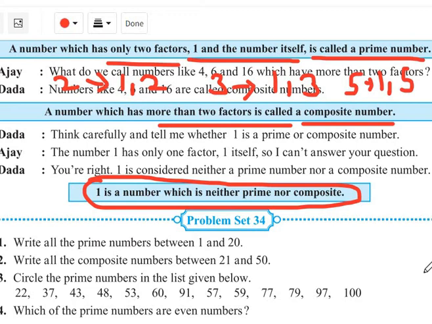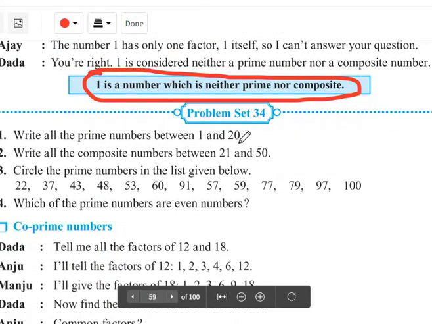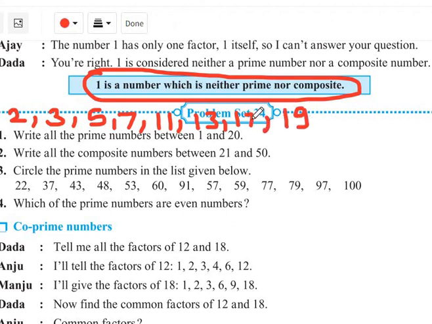Not prime, not composite. Okay. Then write all the prime numbers from 1 to 20. See, first 2 is a prime number. Then 3. Then which number comes? 5. Then 7. Then 11. Remember this. Then 13. Then 17. And then 19. These are the prime numbers between 1 and 20.